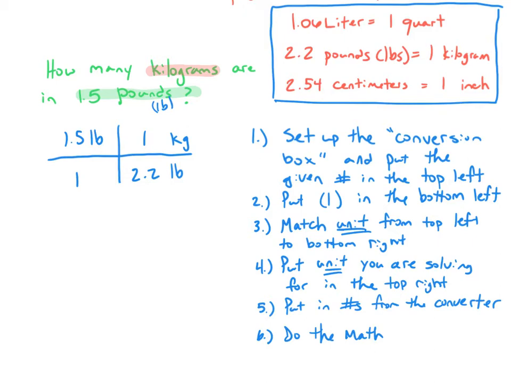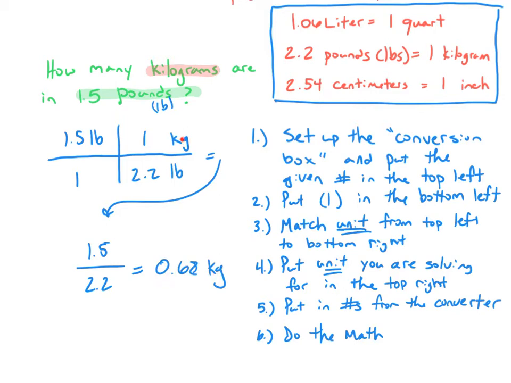Instead, you should use your brain, and you should use these 5 steps to success. So the 6th step is do the math. Now, when I do the math, what I do is I multiply the tops and I multiply the bottoms together, and I get a number over the top of another number. I'm going to put that down here. 1.5 times 1 is, well, 1.5. And 1 times 2.2 is 2.2. So now 1.5 divided by 2.2 is equal to 0.68 kilograms.